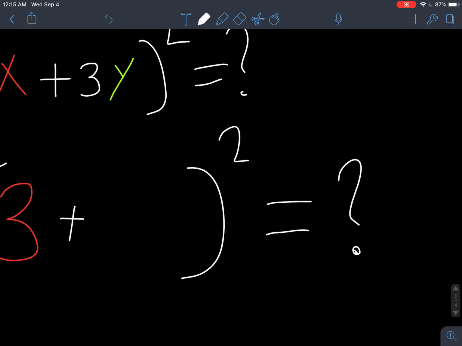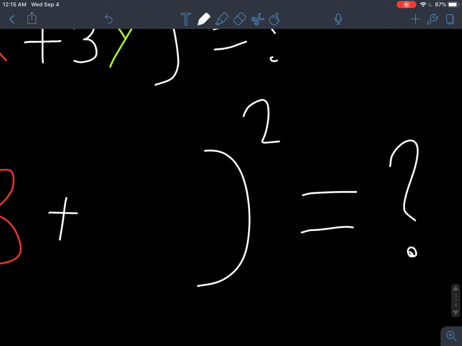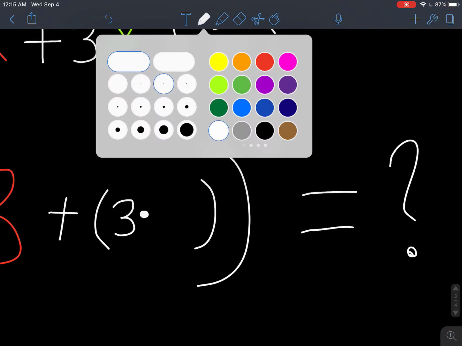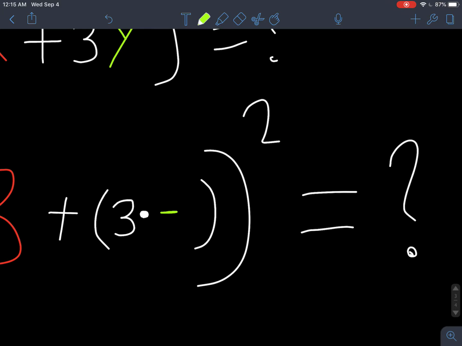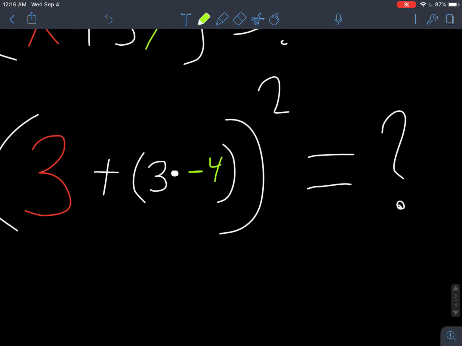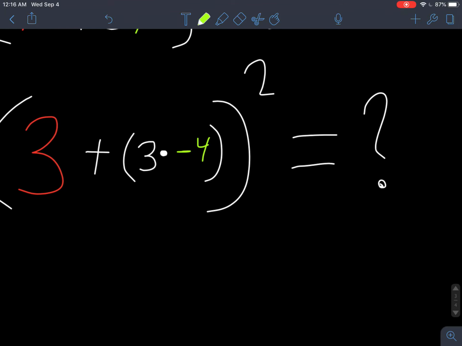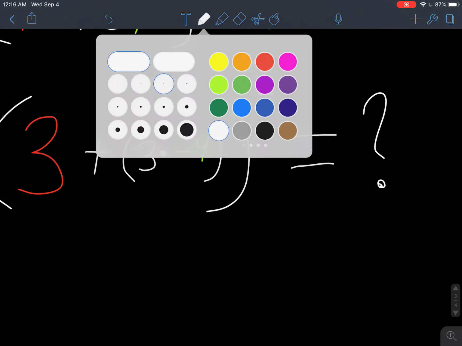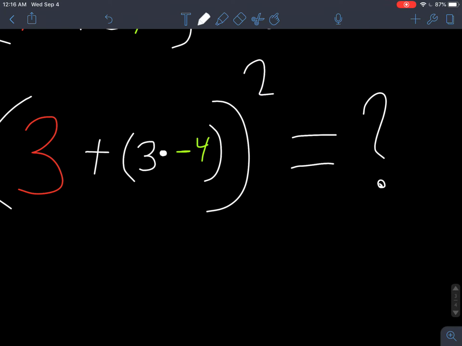If you have a negative number, what I would do is put it in parentheses, because it helps you keep track of the signs. So you have 3 and you're multiplying it. Remember, when you have like 3y or 10x, you're multiplying those. So 3 times (-4). Okay? Yes, we added our own parentheses. That's fine. It's going to help us keep track of our signs.